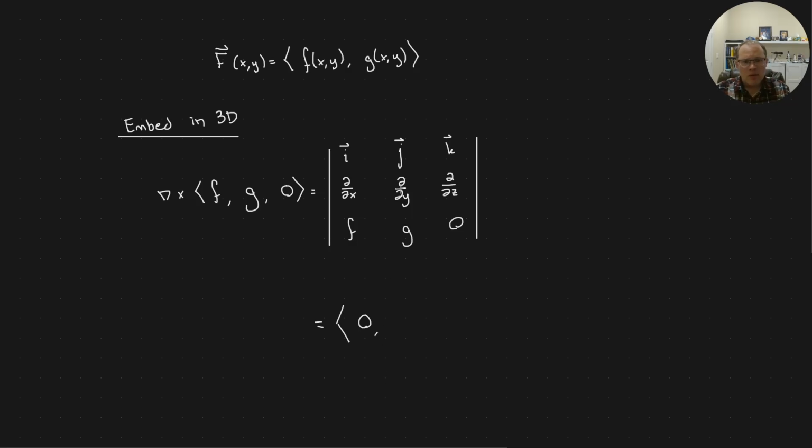Okay? My second component, the j component, partial derivative of 0 with respect to x is 0. Partial derivative of f with respect to z. Again, f is a function of x and y. There's no z's in there, so if we're taking the partial derivative with respect to z, we're going to treat f of x y as constant. So the derivative is 0 also. So the second component is also 0. And so we just have the third component here. We're going to have partial derivative of g with respect to x minus partial derivative of f with respect to y.